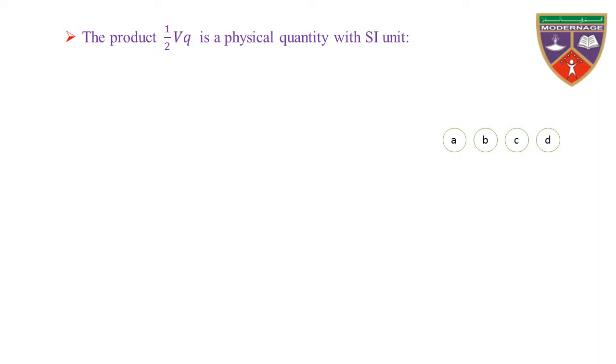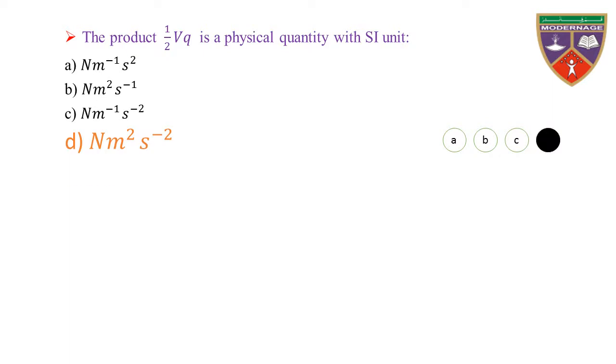The product 1 by 2 V into Q is a physical quantity with SI unit: A, Newton per meter second square; B, Newton meter square per second; C, Newton per meter per second square; D, Newton meter square per second square. The key is Newton meter square per second square. Therefore, the correct option is D.